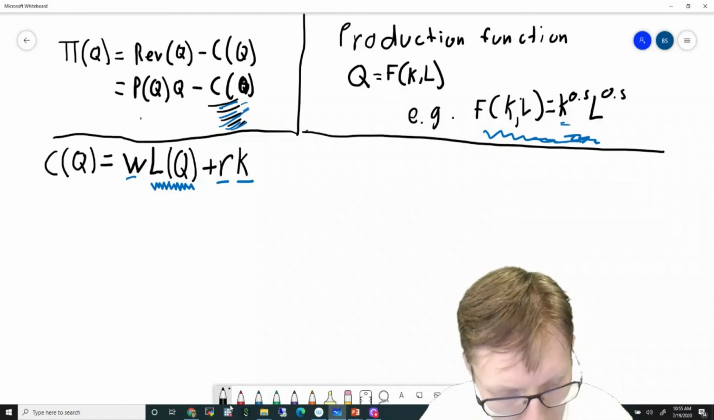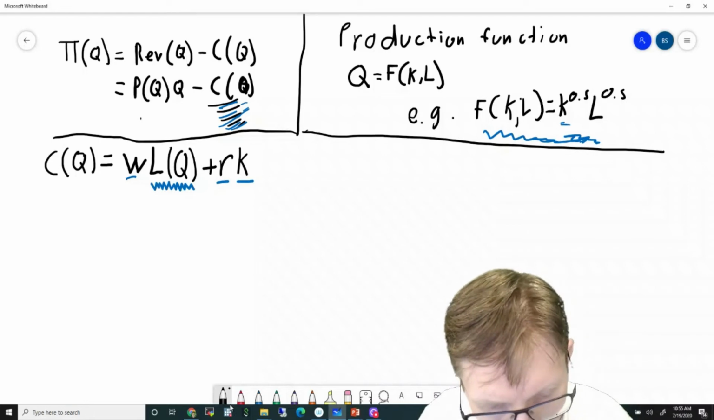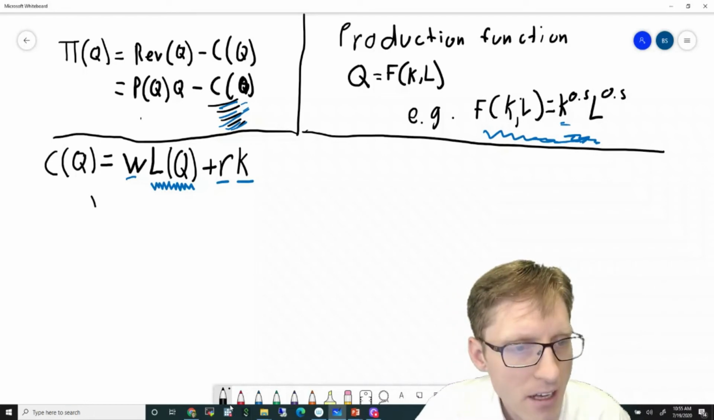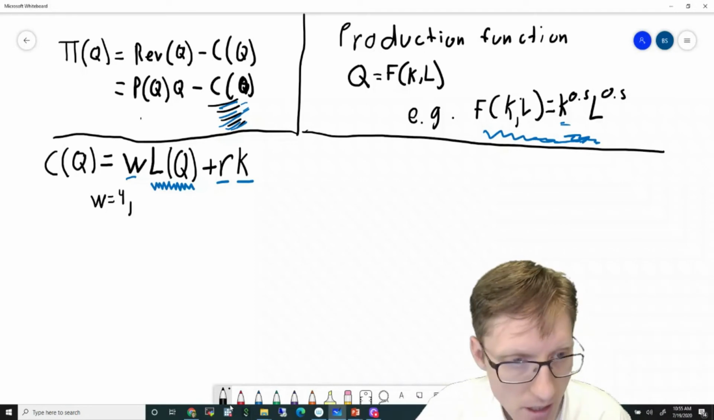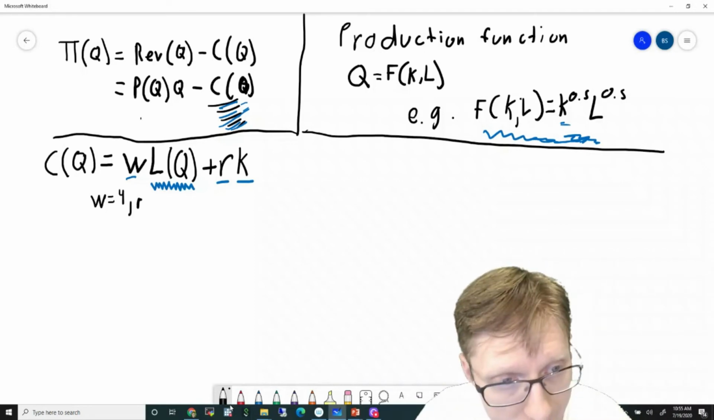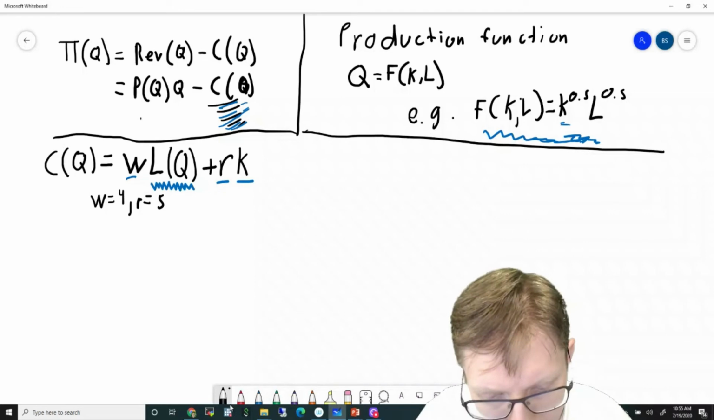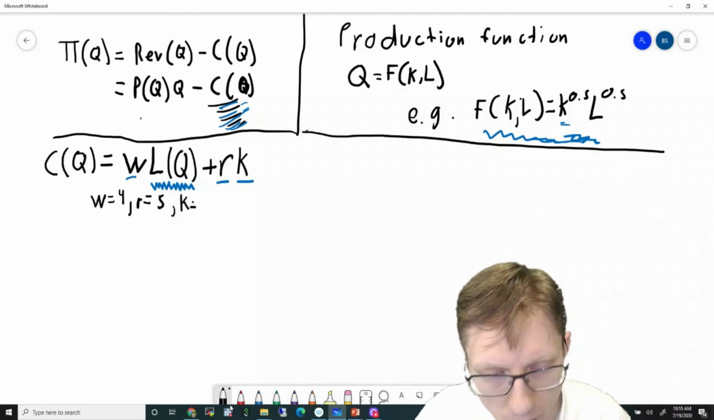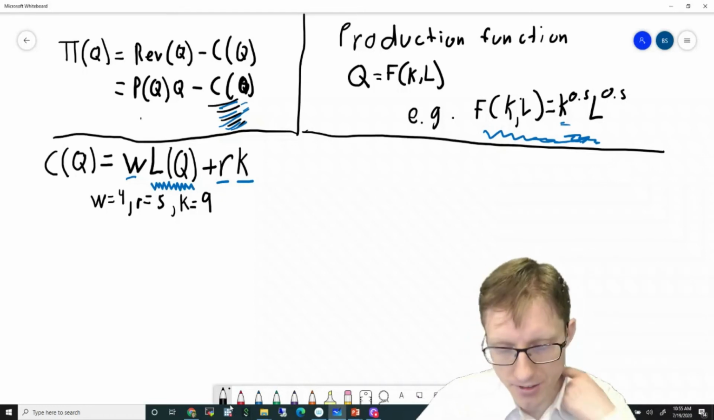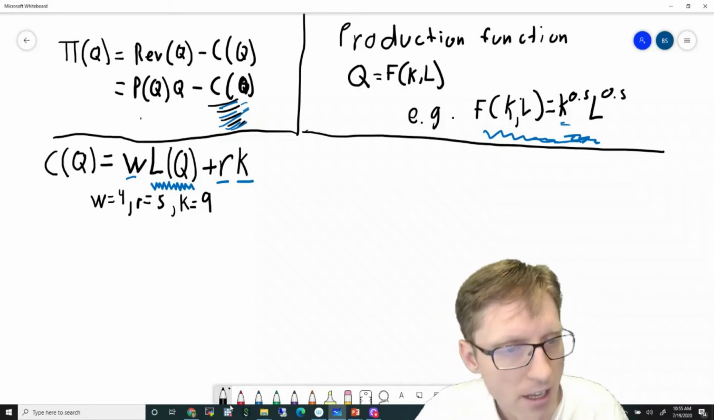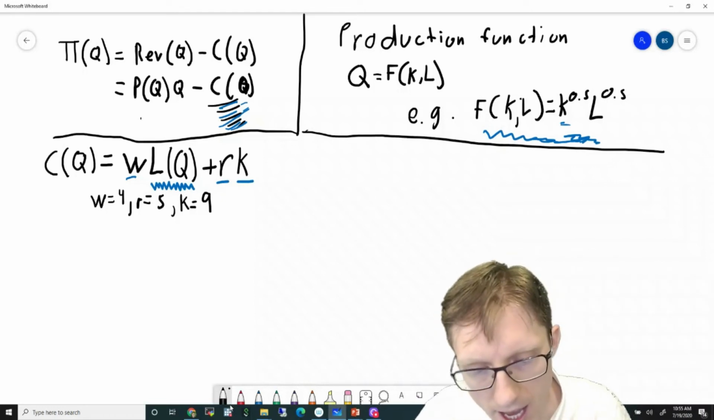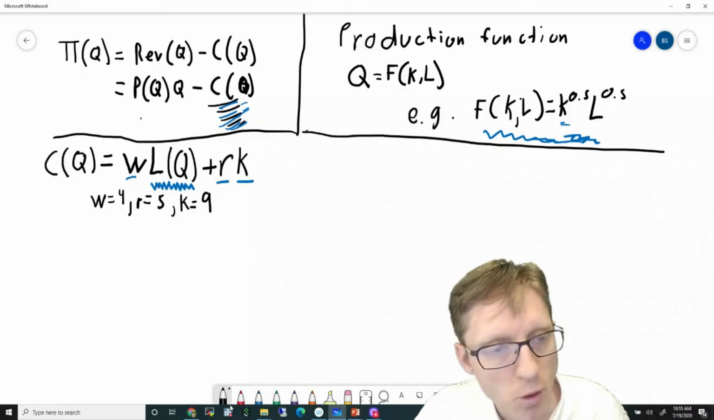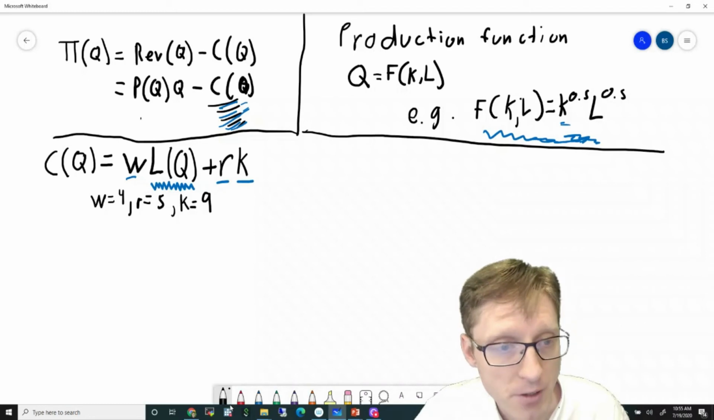Let's suppose in a particular problem that W is equal to 4, R is equal to 5, and the amount of capital in the short run is fixed at 9 units. So this cannot be adjusted, at least in the short run. And the question that I have is, what is the cost of producing 5 units?